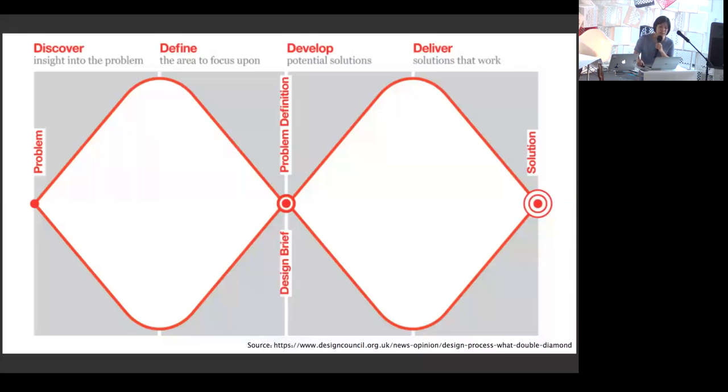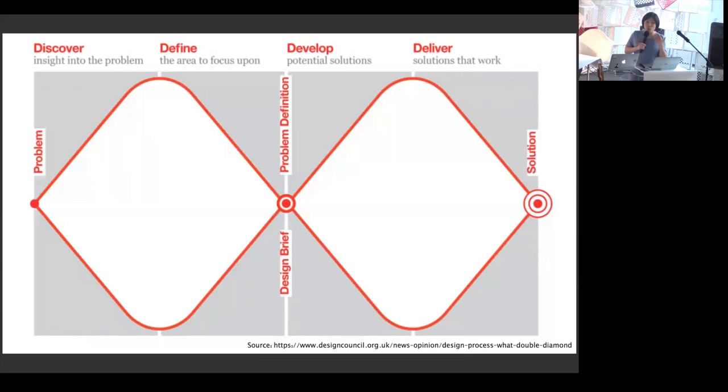This is the double diamond program that we use. It's a framework for different processes. It's an overarching process and it gives people a good idea about where they are and what they can do at different stages. The stages that we include are discover, define, develop, and deliver.